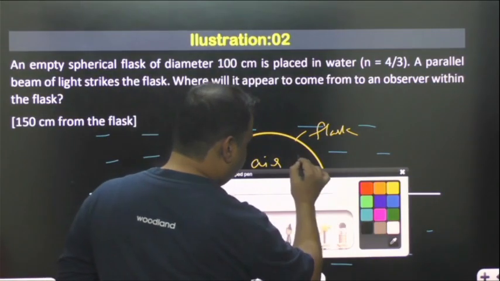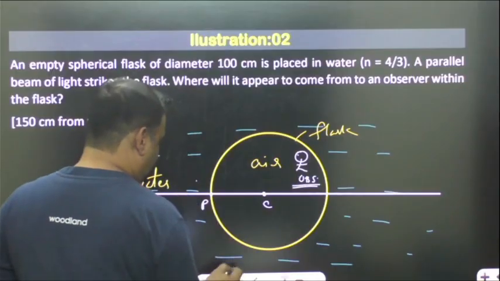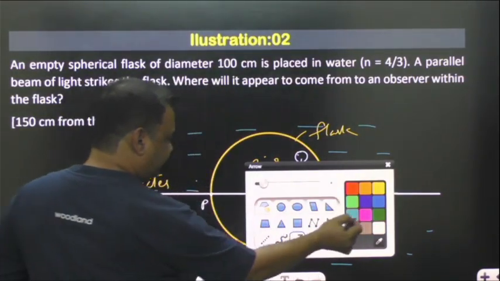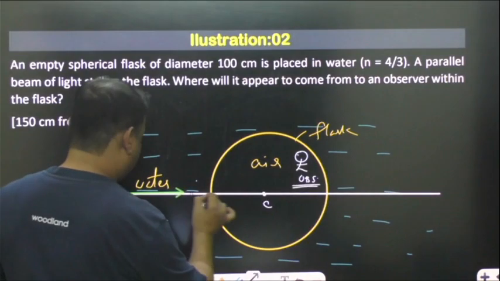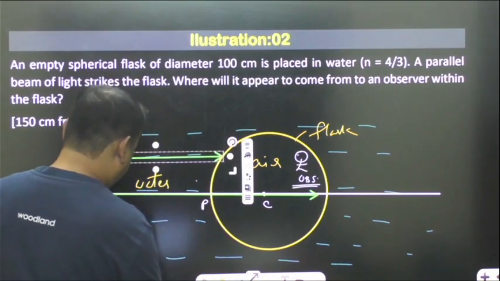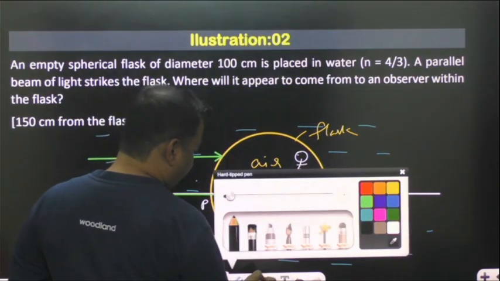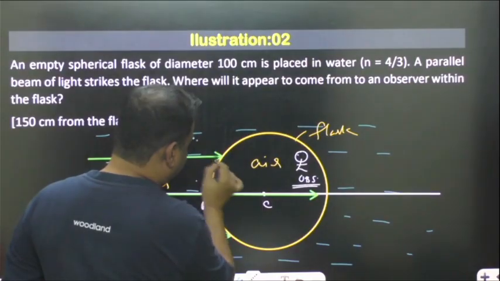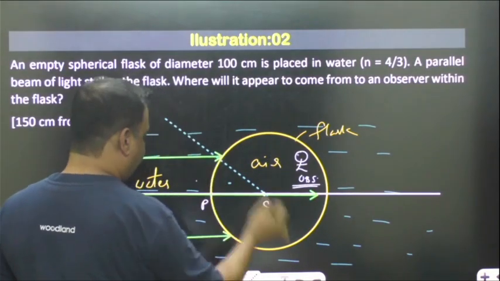So the observer position is within the flask. So light is coming parallel. If you make the rays, say we are making orange color or green color, the ray will come like this. This parallel ray will come, this parallel ray will come. See, whenever the rays are coming parallel, it means the object is located at infinity. Remember, whenever it is said the rays are coming parallel, it means what? The object is located at infinity.